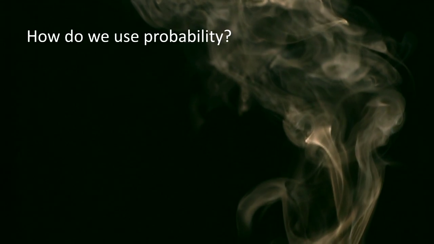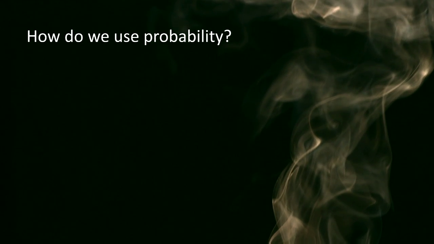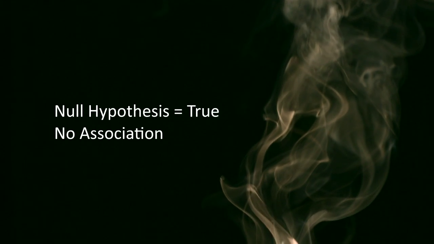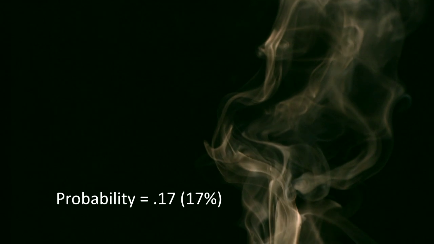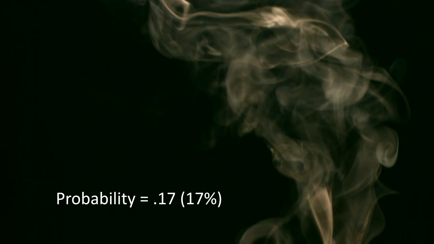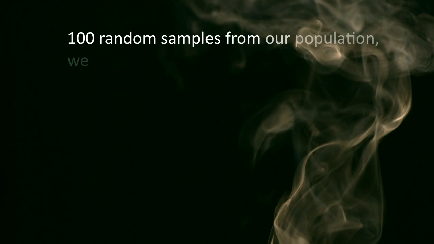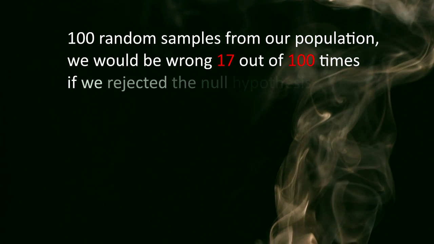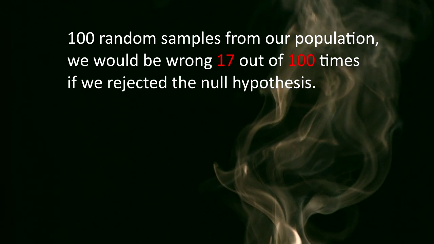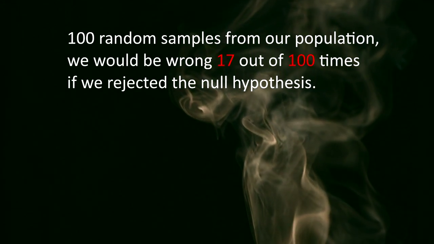So how exactly do we use this probability to come to a conclusion about the null hypothesis? Remember, if the null hypothesis is true, there is no association. There's a probability of 0.17 or 17% of observing this size of difference between smokers with and without depression. The translation of this 17% probability is that if we took 100 random samples from our population, we would be wrong 17 out of 100 times if we rejected the null hypothesis and said that there was a difference in smoking quantity for smokers with and without depression.